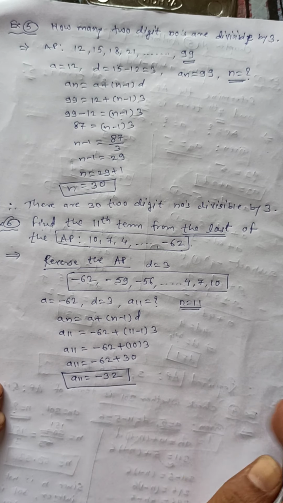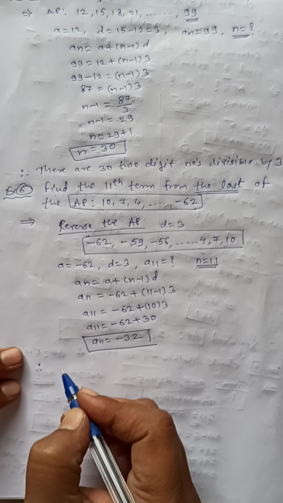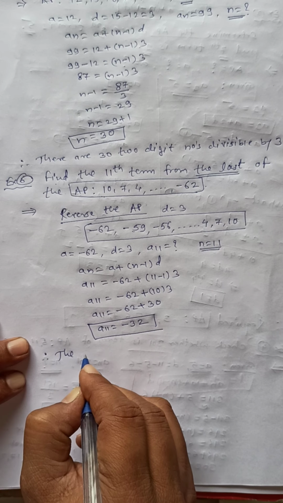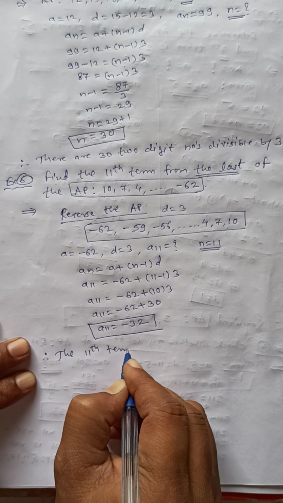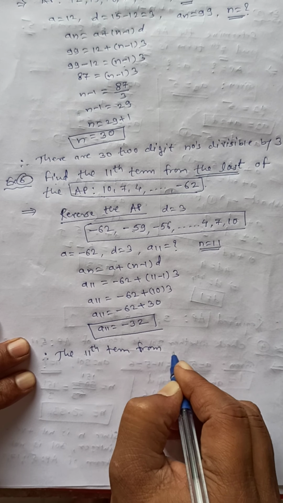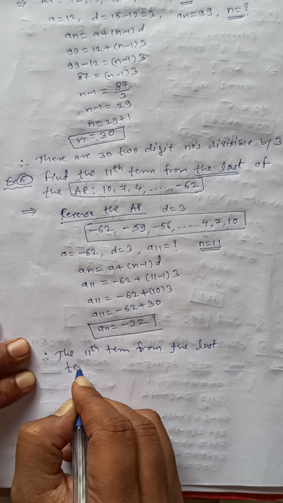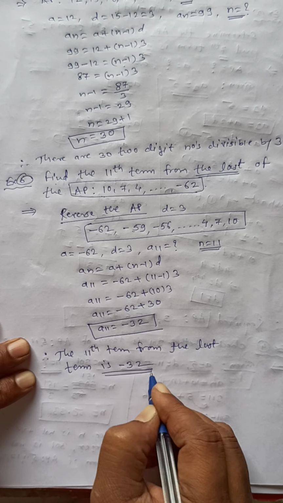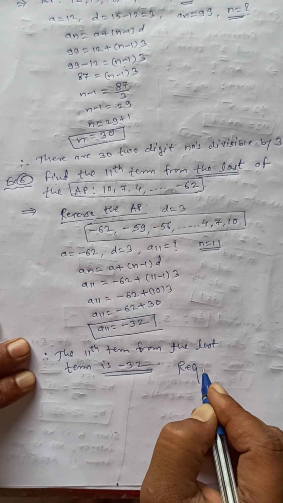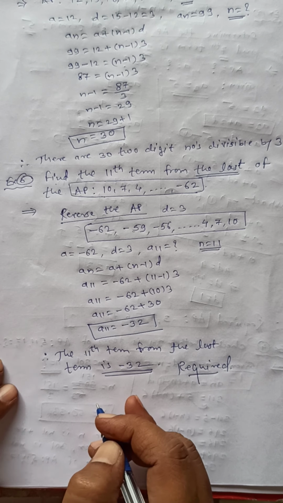This is the answer. So how can you write the answer? Therefore, the 11th term from the last term is minus 32. This will be your required answer.